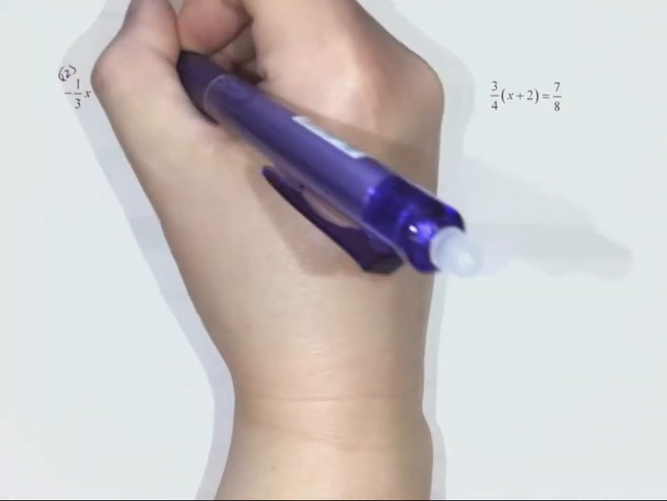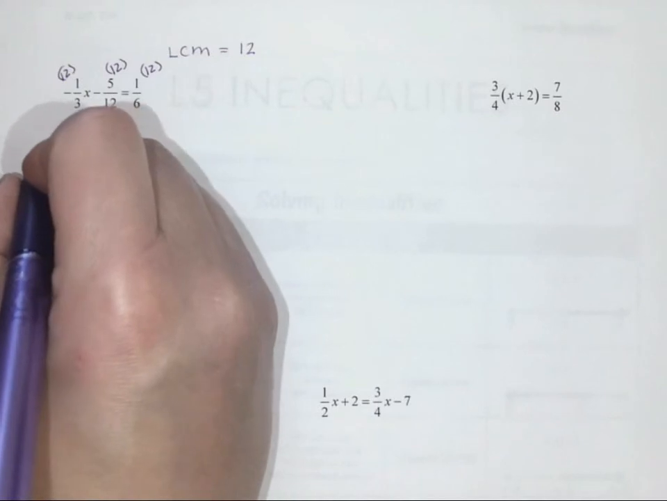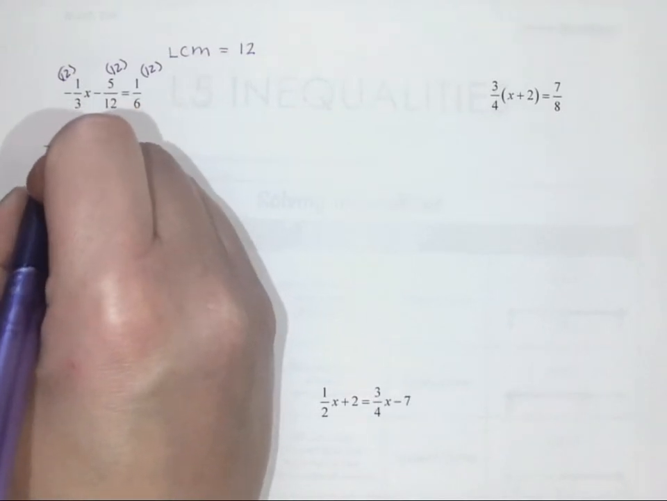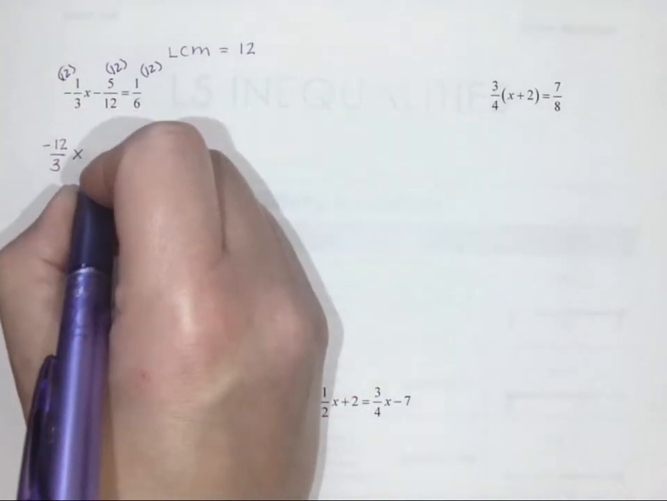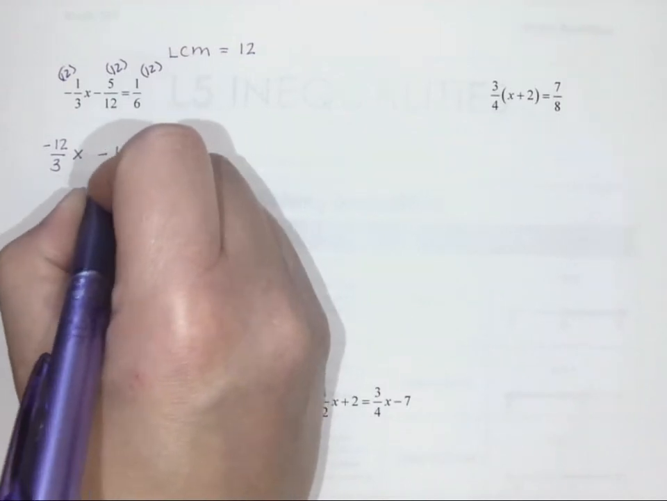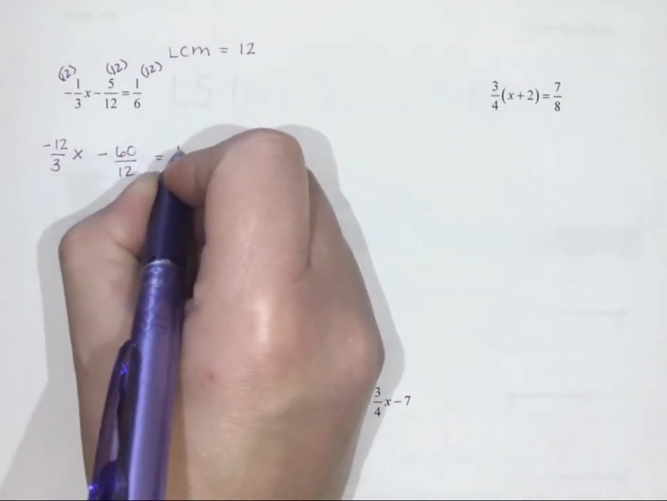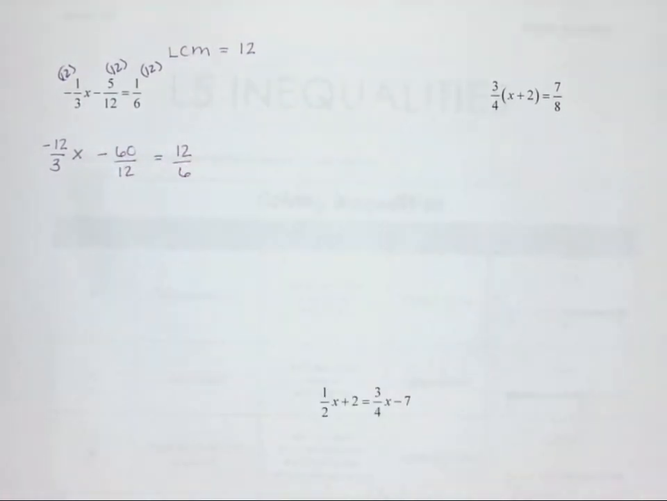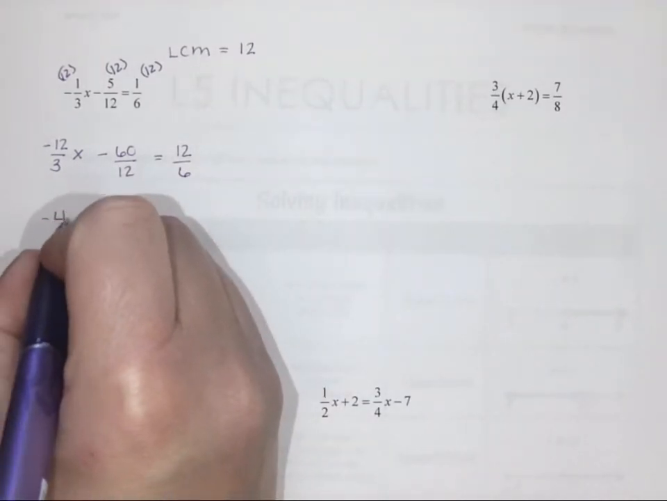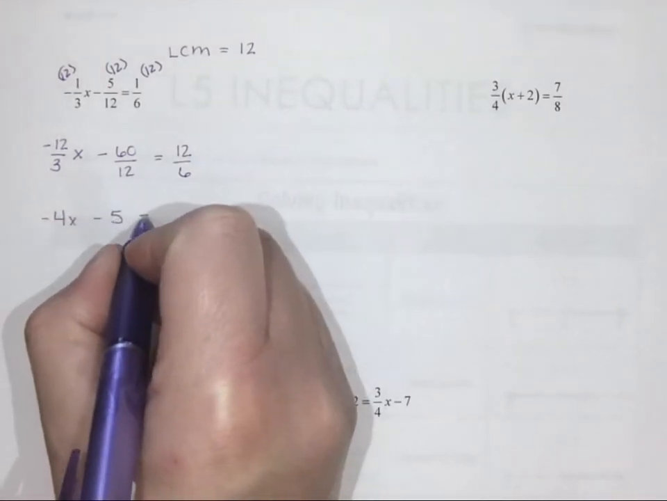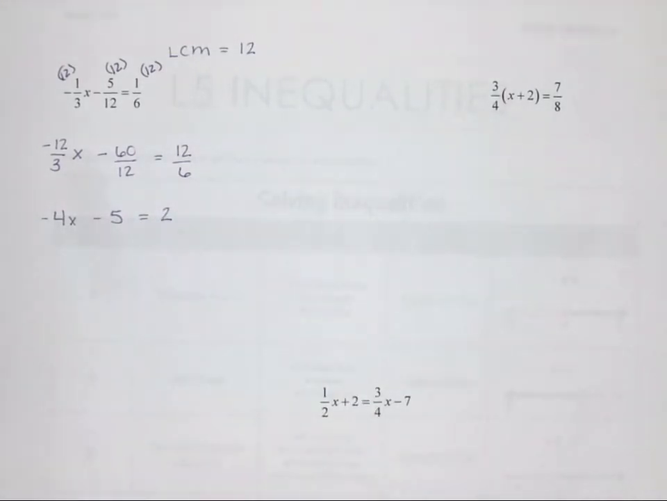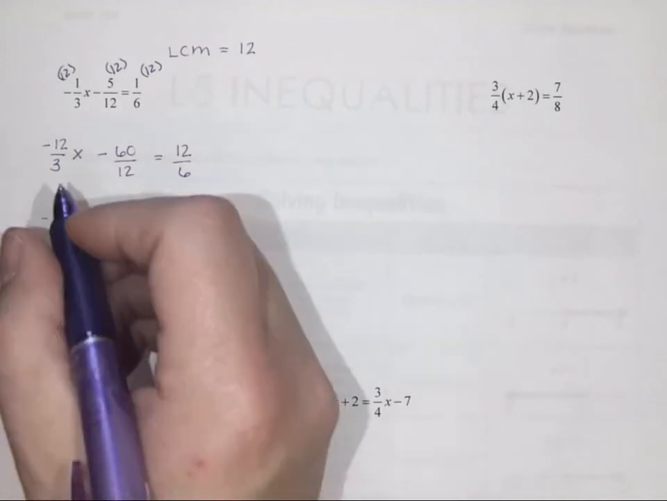So all the numerators get times by 12. So I'm going to have negative 12 over 3x minus 60 over 12 equals 12 over 6. So now I'm going to simplify. So I'm going to have negative 4x minus 5 equals 2. Okay, basic equation. We're going to isolate that variable.